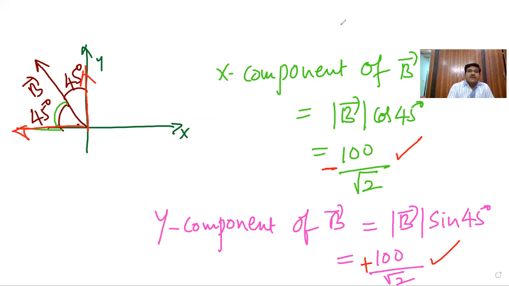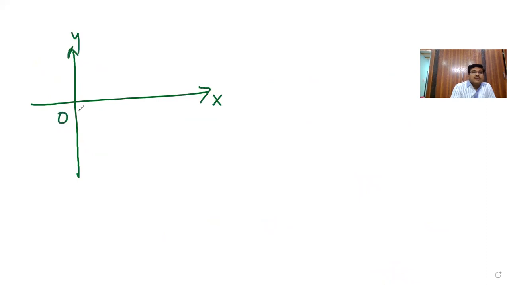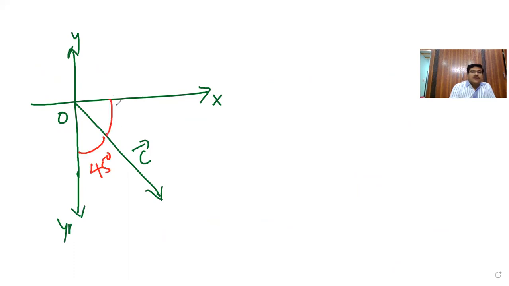Coming to the third vector. This is the x-axis, y-axis, horizon. This is the vector c bar. Observe, this is the negative y-axis. Now, this is making 45 degrees here, as well as 45 degrees here. You can make use of any 45. Be careful, any 45. Now I am splitting.